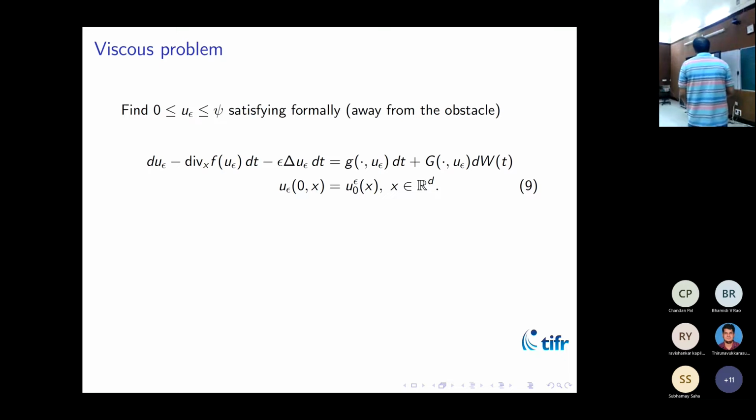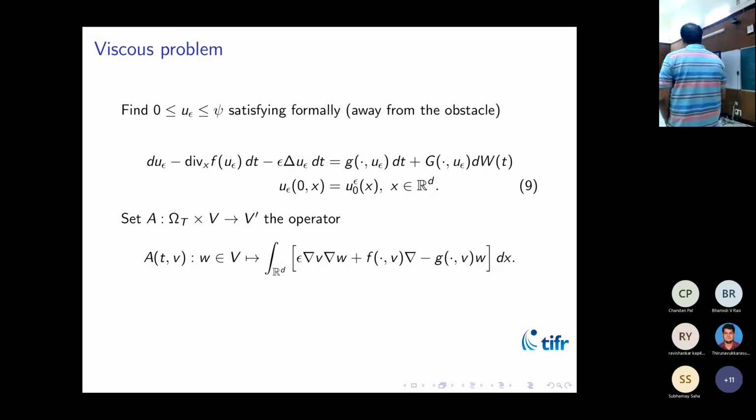So now let us go to the viscous problem, the viscous perturbation for the obstacle problem. So what is the viscous problem? Here what we do is the following. Again, you have the same obstacles. Here the problem is to find some u epsilon such that it remains within the obstacle, but at the same time satisfies this stochastic PDE, which is a parabolic one, away from the obstacle. Okay. So if we can give a sense to this problem somehow, then we can pass to the limit and we can try to make sense of our stochastic conservation law with obstacle, right?